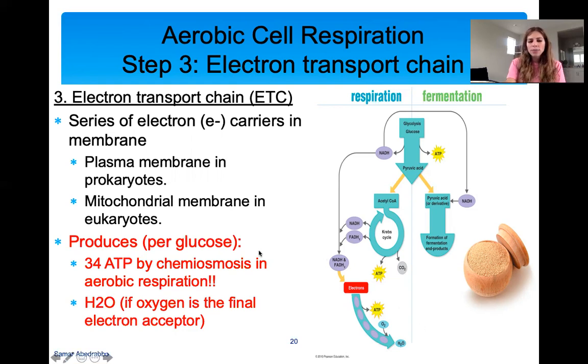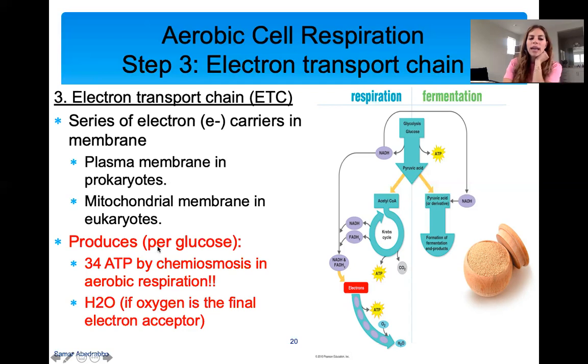After the electron transport chain, we produce 34 ATP by a process called chemiosmosis, and we also produce water if oxygen is the final electron acceptor, as seen in aerobic cell respiration. So the 3 steps of aerobic cell respiration are glycolysis, Krebs transition and Krebs cycle, and electron transport chain. The process that produces the most ATP is the electron transport chain because glycolysis produces 2 ATP, the Krebs cycle produces 2 ATP, and the electron transport chain produces 34 ATP.